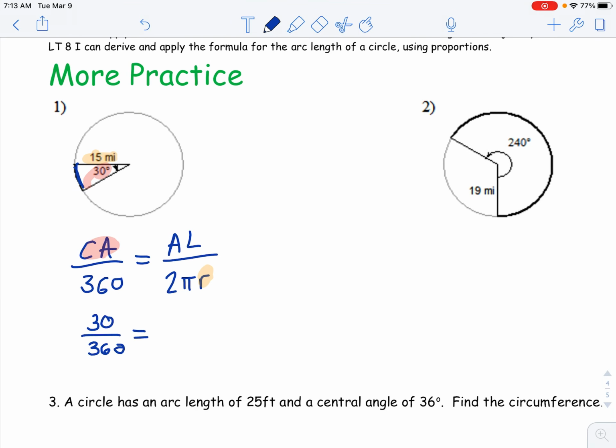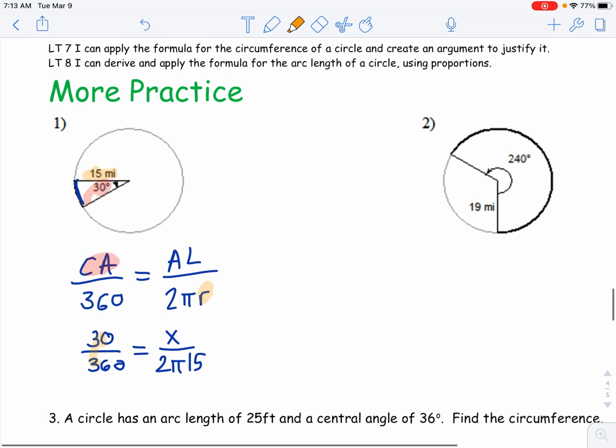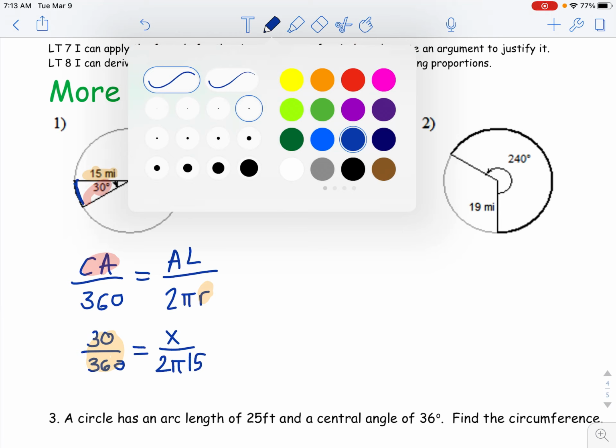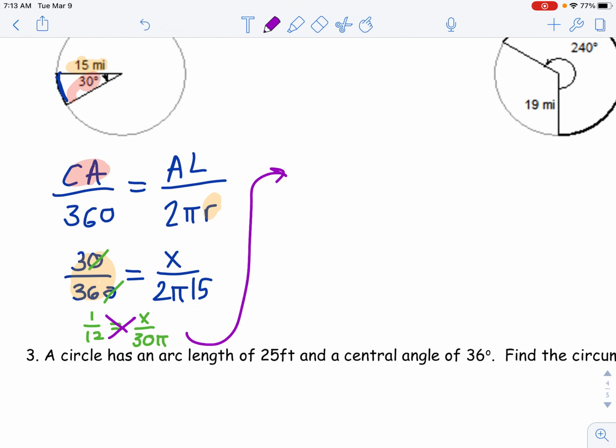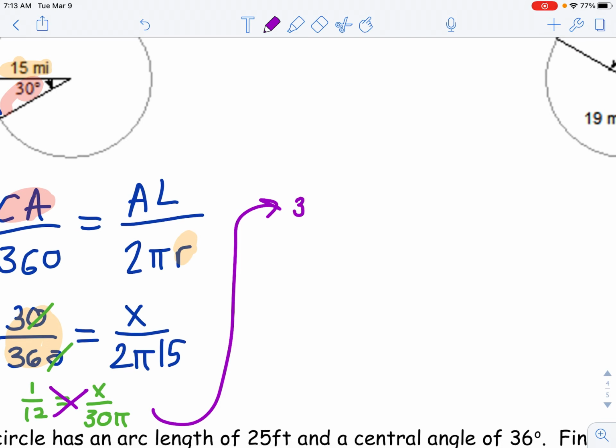Carefully plug in stuff. Arc length is what I'm finding, so I'm going to call that x, 2 pi 15. All right, and then I haven't really been in a habit of this all year, but I'm going to start reducing. All right, so some reducing tips: the zeros automatically, boom, cancel. So now I have 3 over 36, which 3 goes into 36 12 times, so I'm left with 1/12 equals x over 30 pi. And what's nice is when I reduce, and if I'm good at reducing, it's really going to help me calculate exact answers. 12x equals 30 pi.